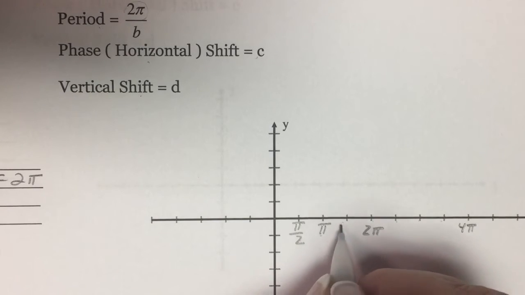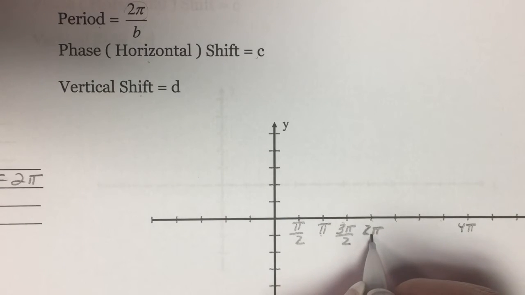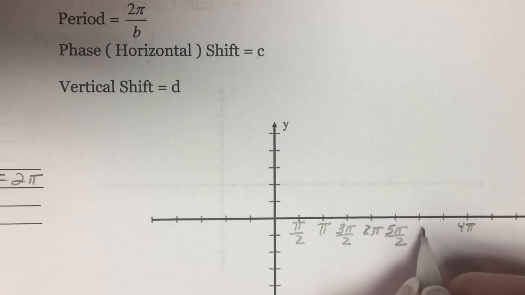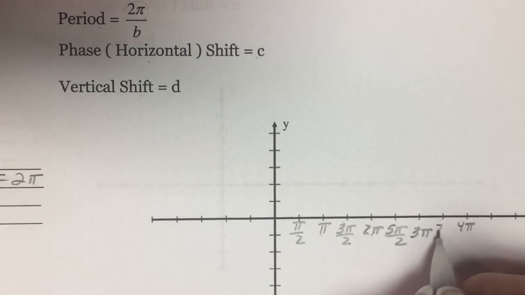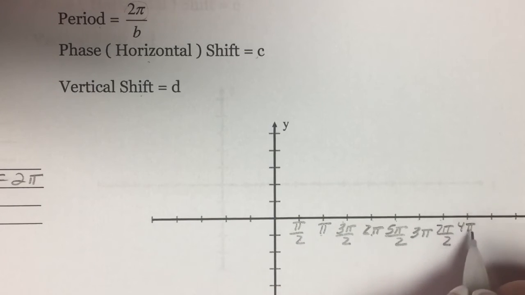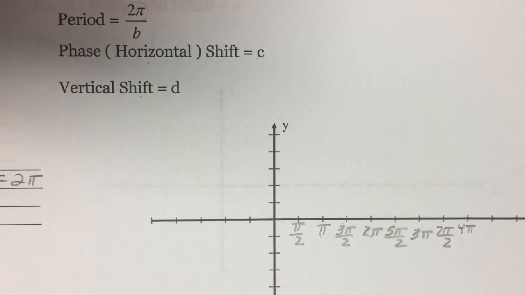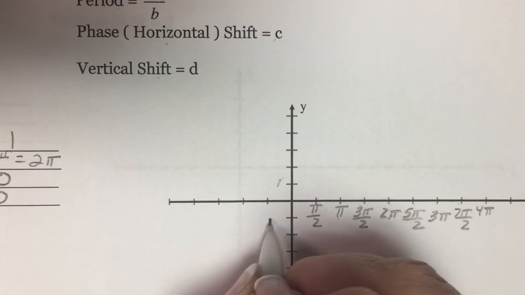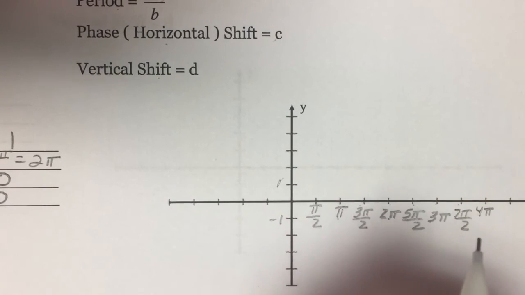This is 2 pi over 2. 3 pi over 2. 4 pi over 2. 5 pi over 2. 6 pi over 2, which is 3 pi. 7 pi over 2, and then of course you have 8 pi over 2. And we're going to put a 1 here, and we're going to put a negative 1.